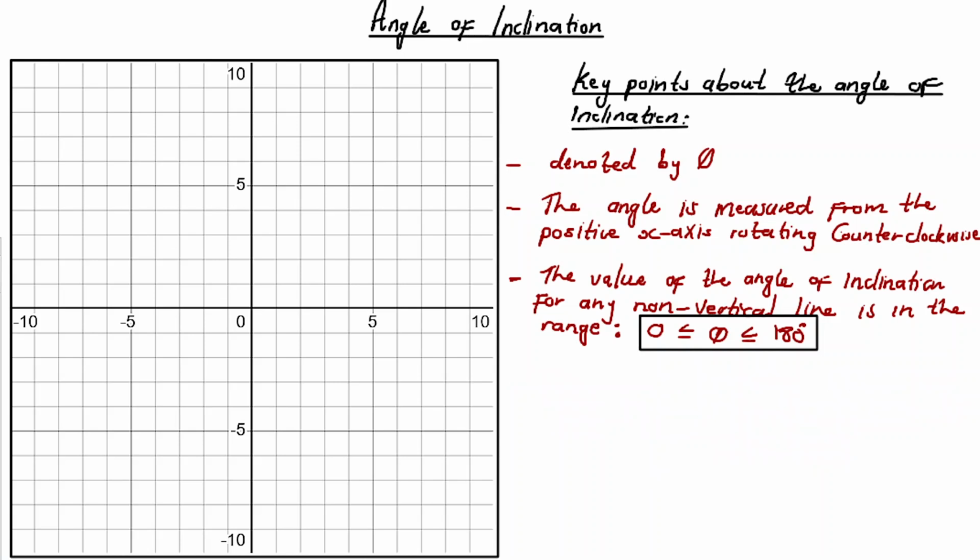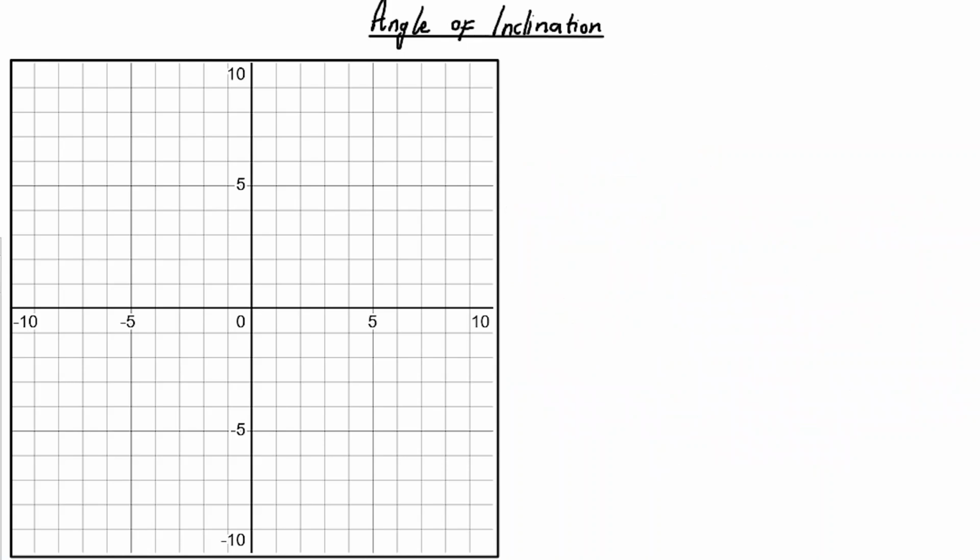So let me just erase this part. Now let's take some examples. Let's say maybe we have a line like this. So I have line AB. They want us to calculate the angle of inclination. So the angle of inclination is always measured from the positive axis, rotating counterclockwise. So if your line is sitting on the negative axis, you're just going to measure your angle of inclination counterclockwise.